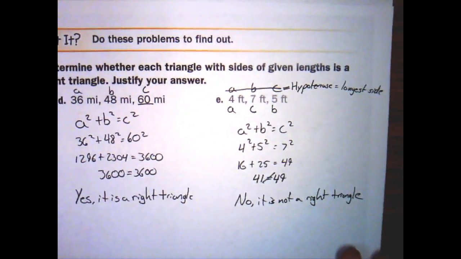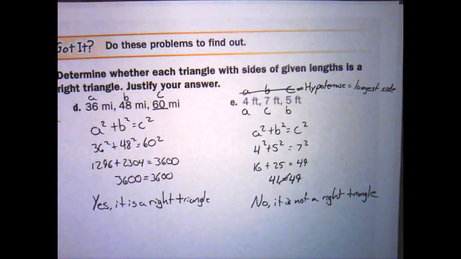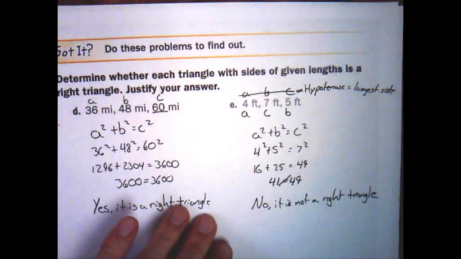All right, so that is the lesson. We've gone through and used the Pythagorean theorem and its converse. Remember, C represents the hypotenuse, which is the longest side. So the longest side of the triangle must be substituted in for C.